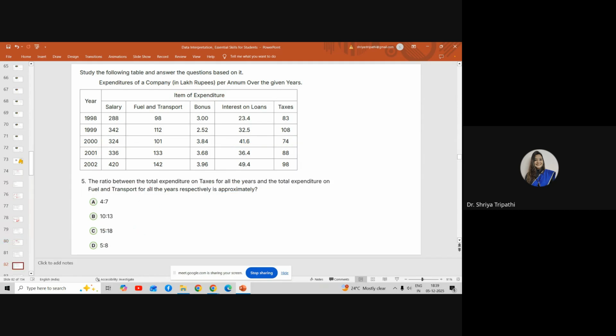Okay, the ratio between the total expenditure on taxes. Now, again, it's a question on ratio. Total expenditure on taxes for all these years. So I have to focus on this particular column, this one. And the total expenditure on fuel and transport is approximately what? We have to find the ratio between taxes and fuel and transport. Taxes by fuel and transport.